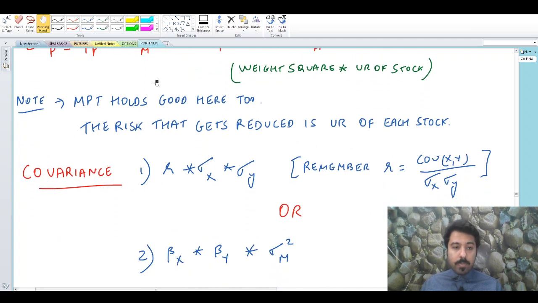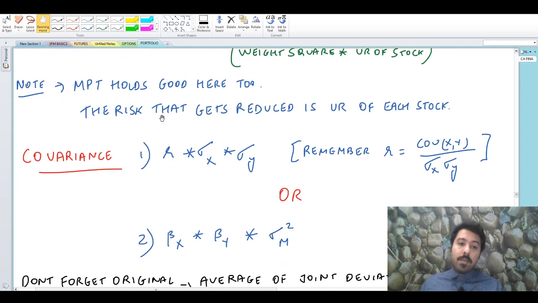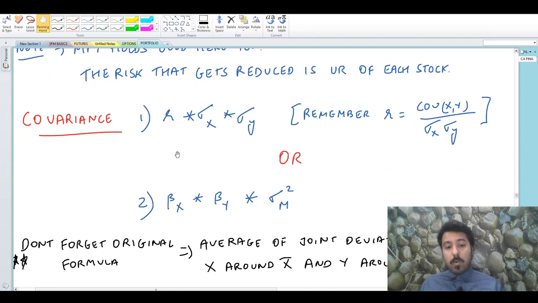And MPT, modern portfolio theory, holds good here too. Why? See, the risk gets reduced. What does MPT say? When you combine stocks in a portfolio, overall risk gets reduced. So the risk gets reduced here too. What risk gets reduced? Unsystematic risk gets reduced. Obviously you cannot remove systematic risk. So when we say that a portfolio leads to risk reduction, it refers to risk reduction in terms of unsystematic risk. That's what falls down. Okay.